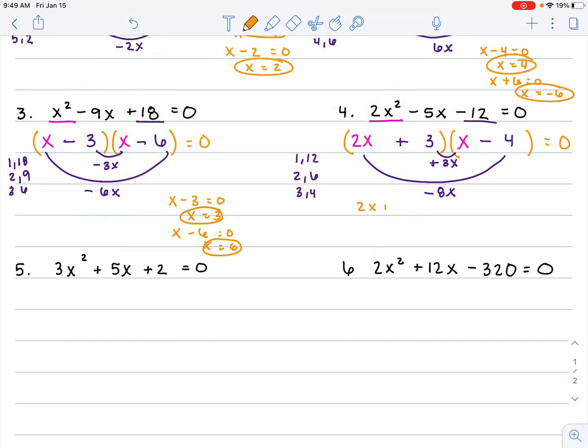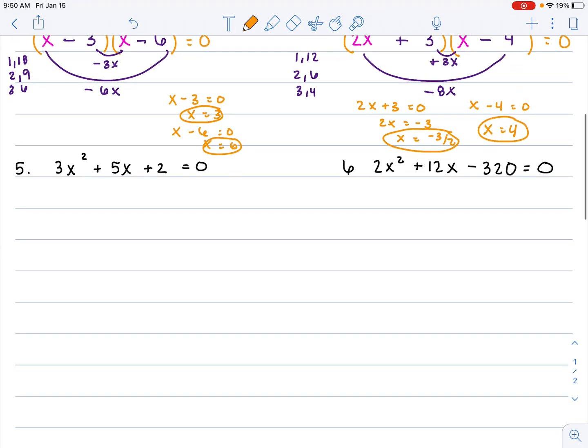Now, once we have that factor, we're going to set them equal to 0. So I've got 2x plus 3 equals 0, and x minus 4 equals 0. I'm going to have to do a little bit more math on this one. I'm going to have to subtract 3 from both sides, and then divide by 2. So -3 halves is an answer, and x equals 4 is a solution.